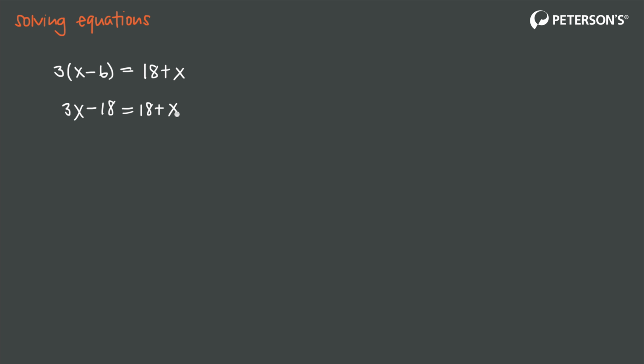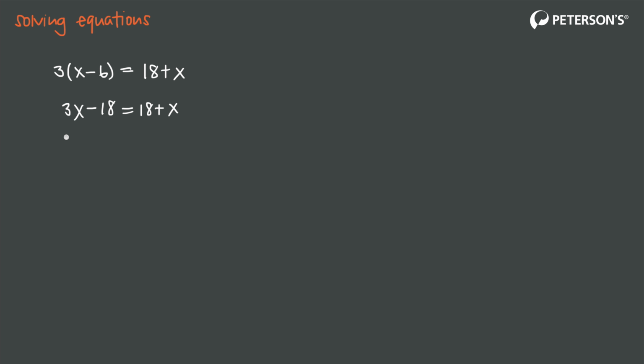Now remember, we always want to get all of our variables on the same side of the equation. So the fact that we have 3x over here and x over here is a problem. We need to move them both to the same side. We could do that by subtracting 3x from both sides to move this 3x over to the right, or we could do that by subtracting x from both sides to move this x over to the left. There's not a right or wrong way to do that. Let's just go ahead and subtract x from both sides.